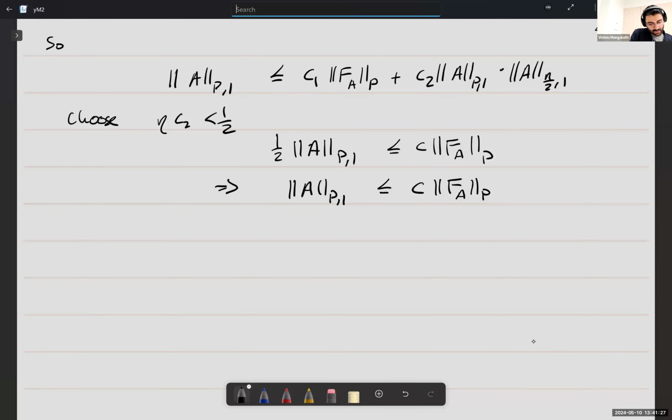P equals n on 2 and epsilon to be less than n divided by... okay, so if I set P equals n on 2, I get A n on 2 comma 1 less than or equal to C. So I've proven that A, B, the first two conditions plus this third open condition implies the C, right?